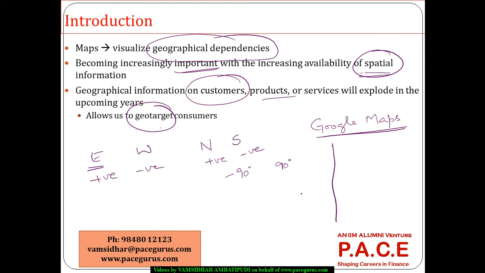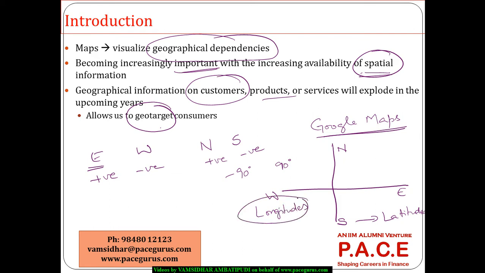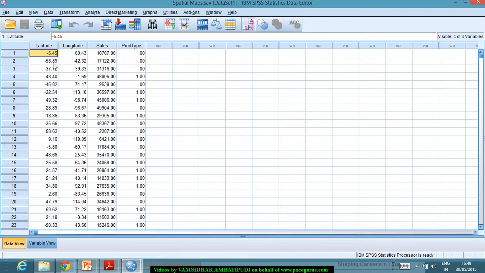Just like a two-dimensional graph, east is represented with a positive sign, west is represented with a negative. North is represented with a positive, south is represented with a negative. The north and south are associated with the latitudes, east and west are associated with the longitudes. Corresponding to these latitudes and longitudes, I can very well do the plotting of my location. Now, if you see here, minus 5.45 degrees latitude and 60.43 degrees longitude.